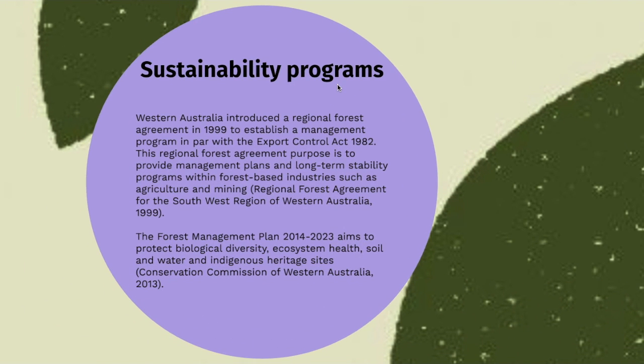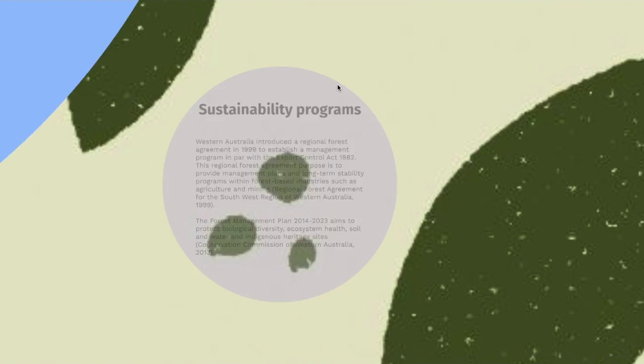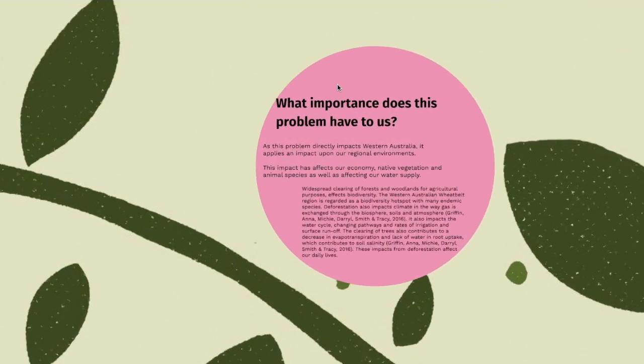In 1999, Western Australia established a management program in part with the Export Control Act of 1982. The Forest Management Plan of 2014 aims to protect biological diversity, ecosystem health, soil and water, and Indigenous heritage sites.